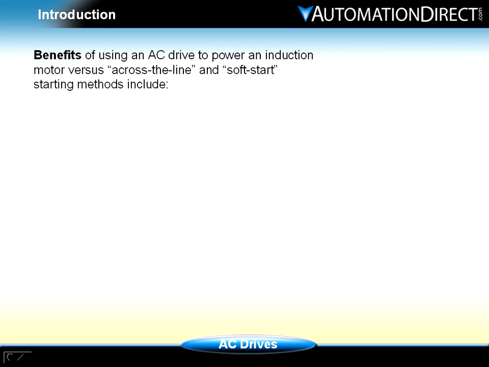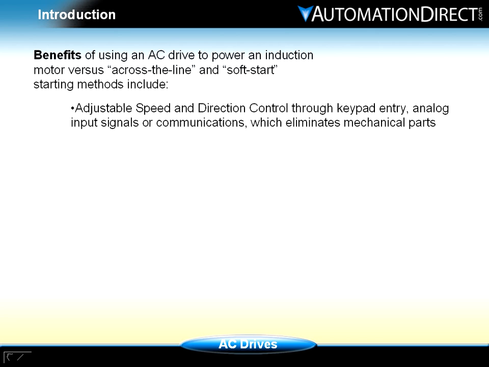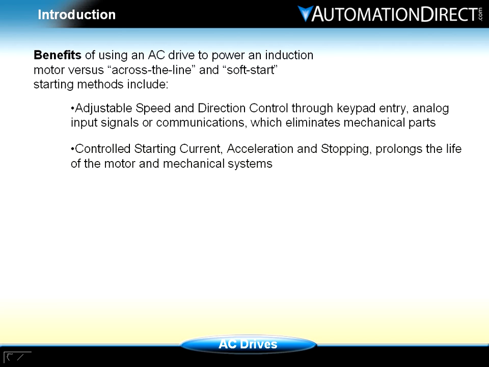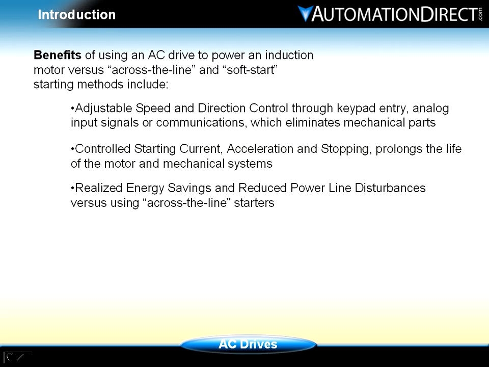There are several benefits of using an AC drive to power an induction motor versus using a cross-the-line or soft-start starting methods. These include adjustable speed and direction control through keypad entry, analog input signals, or communications, which helps eliminate mechanical parts. Controlled starting current, acceleration, and stopping, which reduces starting currents and prolongs the life of the motor in mechanical systems. Realized energy savings and reduced power line disturbances versus using across-the-line starters.